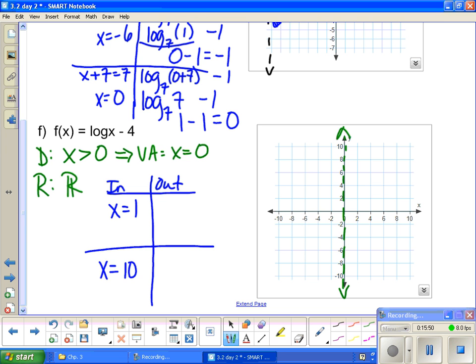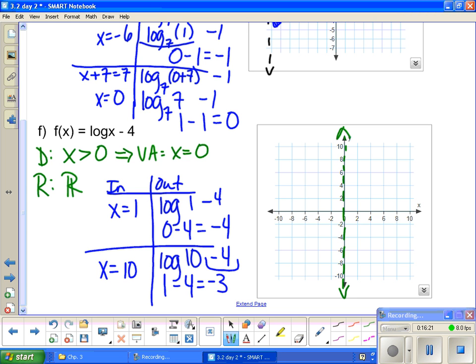Okay, so first step, log base 10 of 1 minus 4 is 0 minus 4, so that's negative 4. Log base 10 of 10 minus 4. Notice minus 4 is out here. It's not 10 minus 4. It's not 6. Got to be careful with that. Log base 10 of 10 is 1, minus 4 is negative 3.